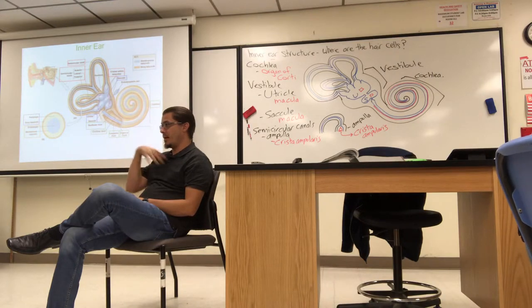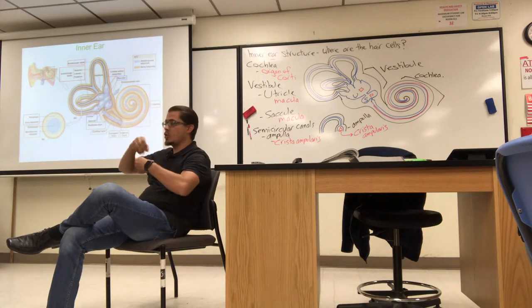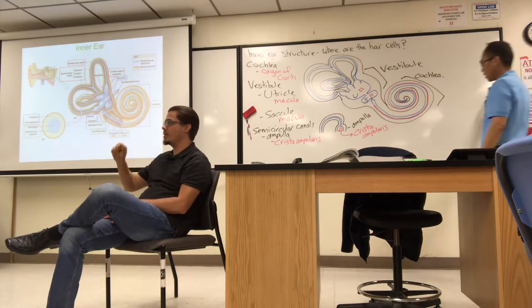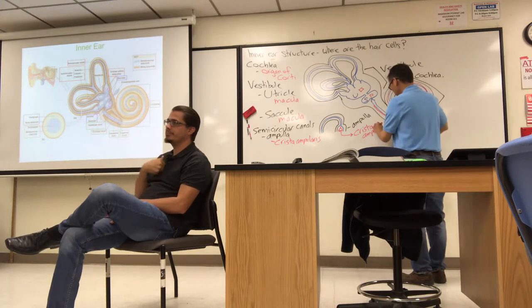Yeah, they're called the utricle and saccule, spaces that contain the macula. The macula is a structure within them. Let me check and make sure I didn't misspell ampulla. Yeah, it's a double L. Actually, a double L for ampullaris. Sorry about that. Ampullaris, double L. That didn't look right.